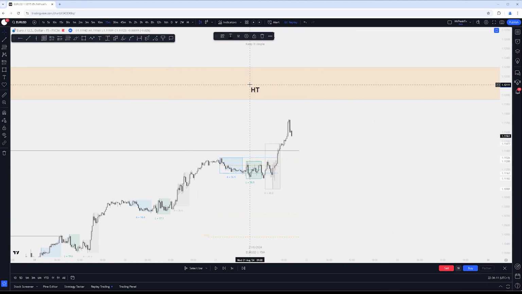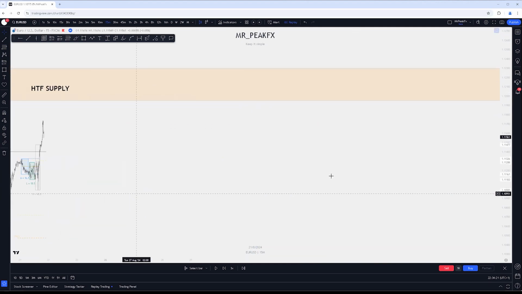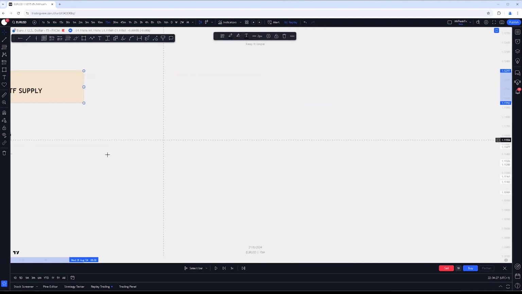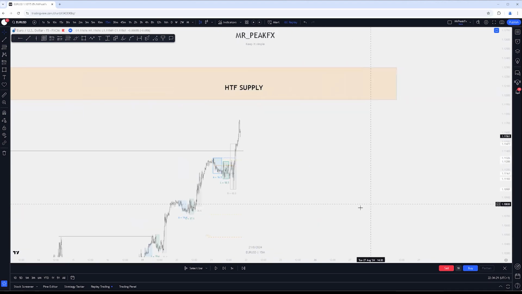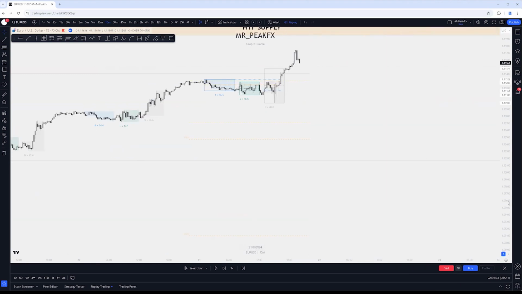This is my higher time frame supply. Okay, so I'm waiting for what price wants to do there. Sorry, I think I need to reduce this. All right, so this is my higher time frame supply.